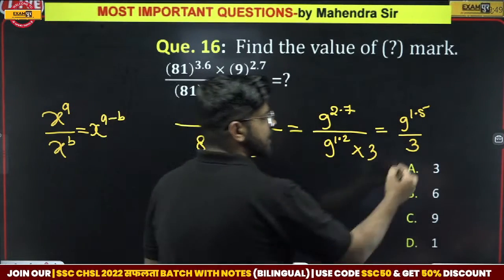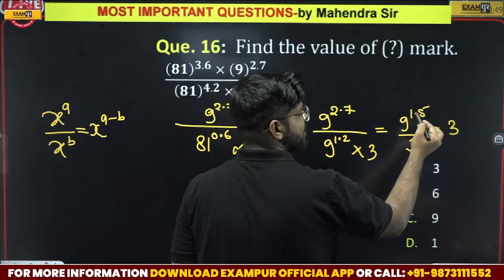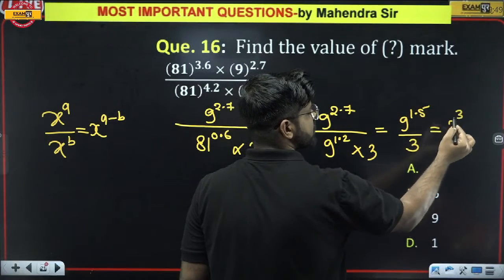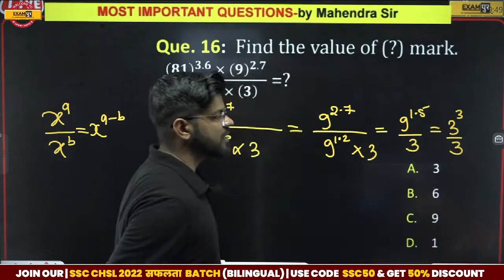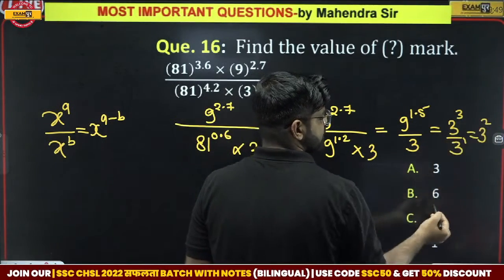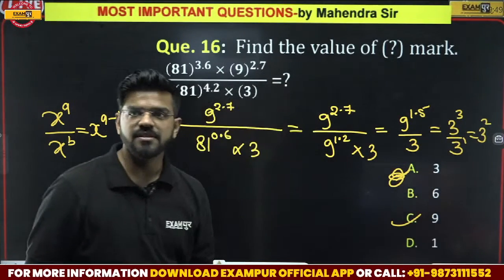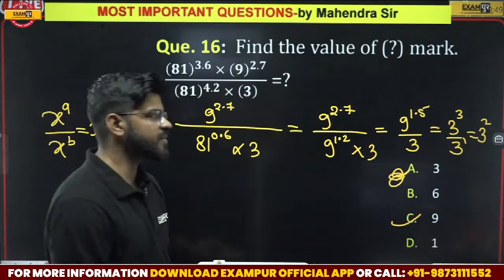You know that now 9 has 3 square, so we will get 3 square, and the square will be multiplied to 1.5. It will be 3 to the power 3. And now 3 has power 1 here, so we will get 3 square here. That means option number C is my right answer.